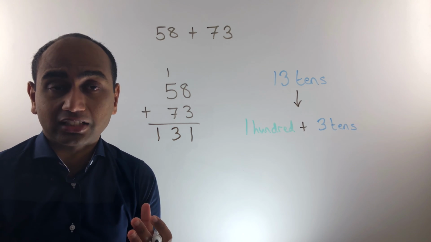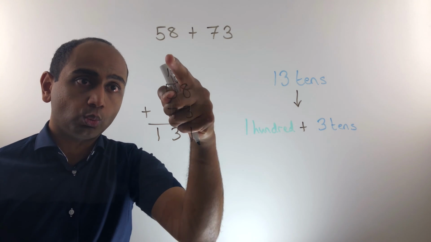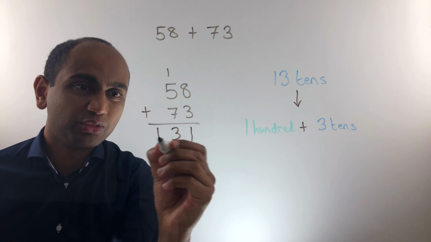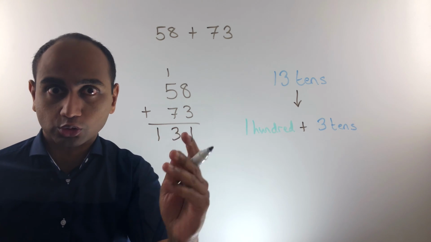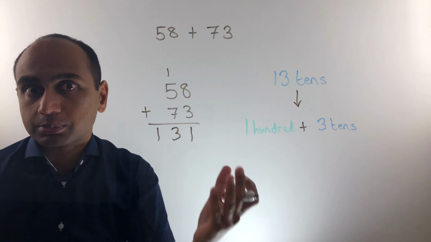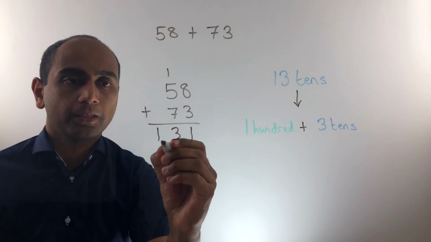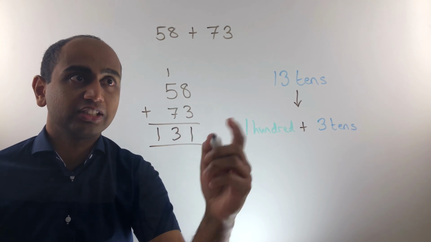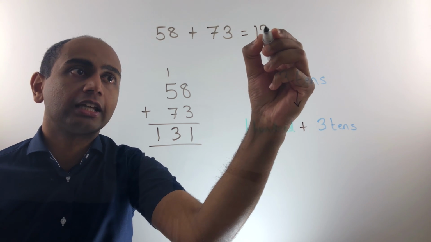Now, we don't really need to make life this complicated. We could have just done 1 plus 5 plus 7 is 13 and written in the 13 there, just making sure that the 1 is in the next place value column along. So 58 plus 73 is 131.